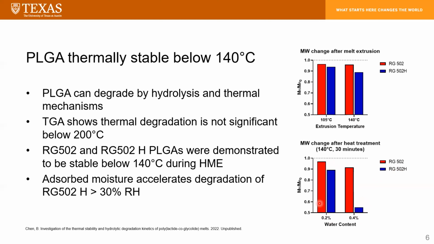PLGA as received from the manufacturer is typically about 0.2% moisture content. In our extrusion process, we don't do any special treatment. We use PLGA as is. After melt extrusion, we're seeing about a 7% drop in the molecular weight, and we regard that as quite stable.